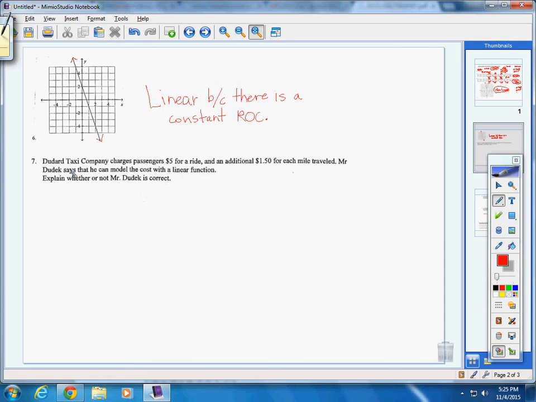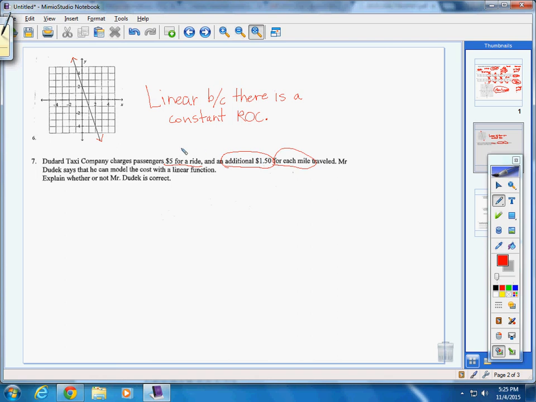Now let's go on to 7. Dudered Taxi Company charges passengers $5 for a ride and an additional $1.50, I guess I should have circled all of this, for each mile traveled. Mr. Dudek says that he can model the cost with a linear function. Explain whether or not Mr. Dudek is correct. Chances are you're going to get credit if you just write Mr. Dudek is always correct, because that's hard for me to argue. However, I would like proof.